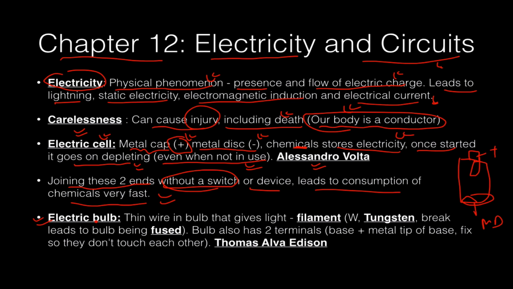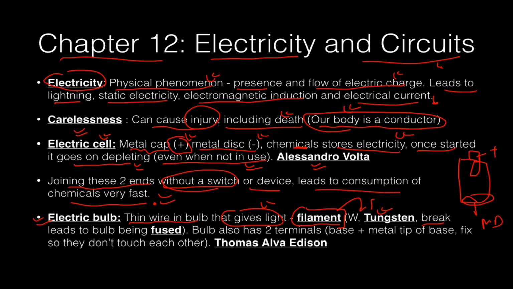Now electric bulb, the thin wire in the bulb that gives light is called a filament. There used to be bulbs like that, now in your generation they probably don't exist. Now this filament is made up of W, which is called tungsten. W is the chemical symbol in the periodic table. Tungsten has the highest melting point. Since tungsten has the highest melting point, it becomes extremely difficult for it to melt, and that is why it is used as a filament.